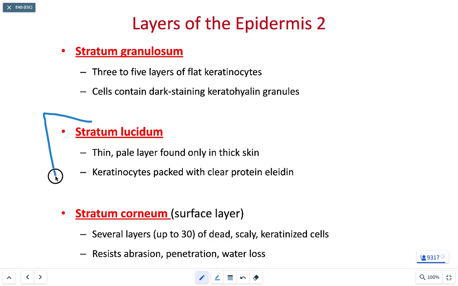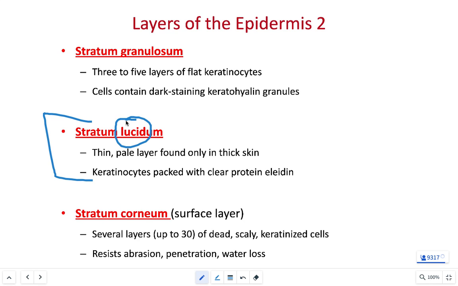Stratum lucidum is only present in thick skin, and this layer is very thin and pale. It's called the lucidum based off of the root word for light, or lucid, because on a microscope slide, light tends to travel right through this layer, and it's white in appearance, hence its namesake.